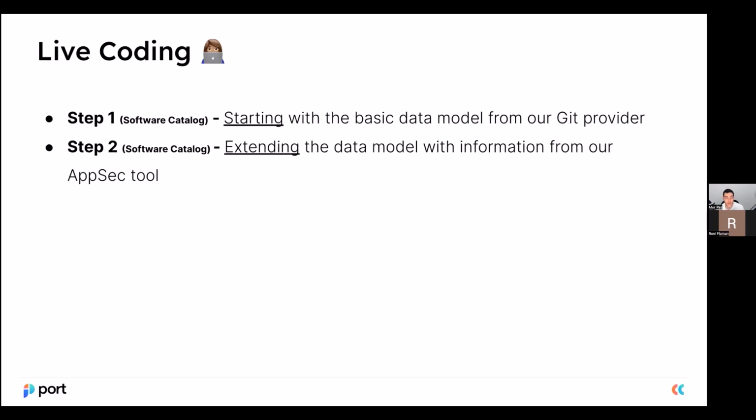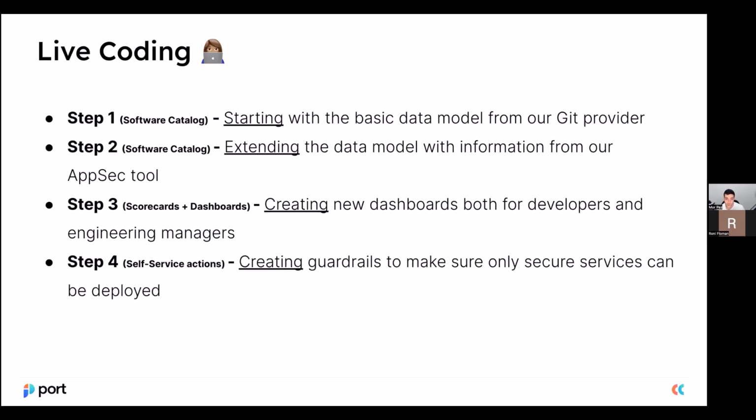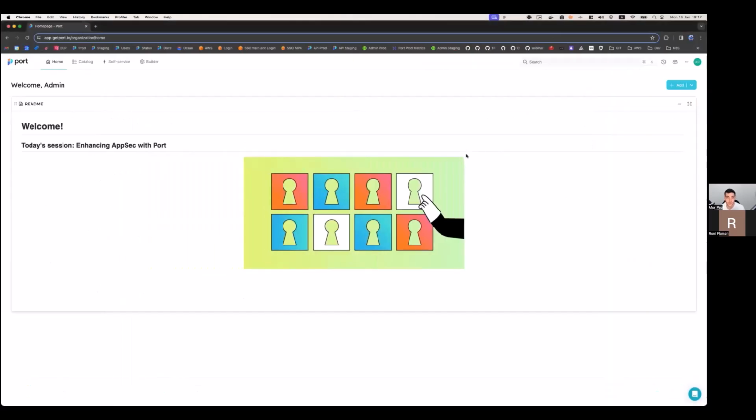And already we're going to start seeing some quality information flowing into the developer portal. After that, we're going to use that new information to create new dashboards, both for developers and for engineering managers, so everyone can stay in the loop and everyone can understand our security standing. And lastly, we're going to leverage self-service actions, but we're going to show how we're creating guardrails to make sure that only secure services can be deployed. So with that, let's get to the demo.